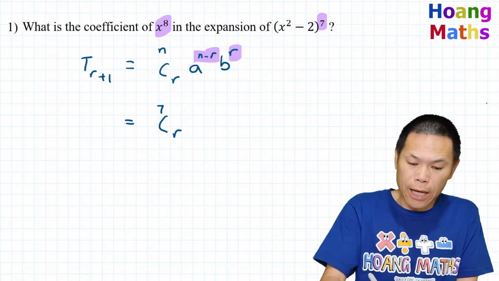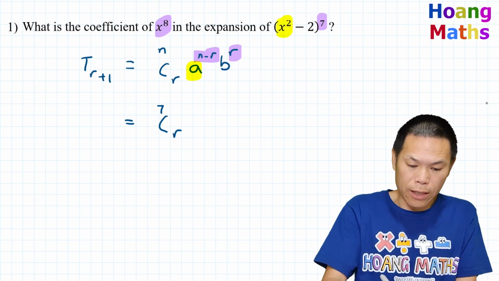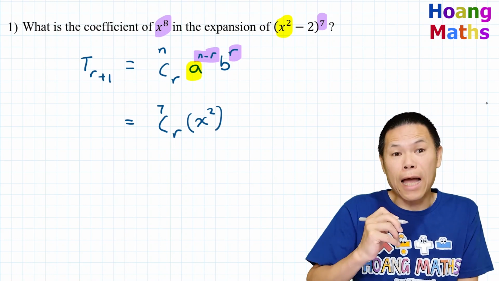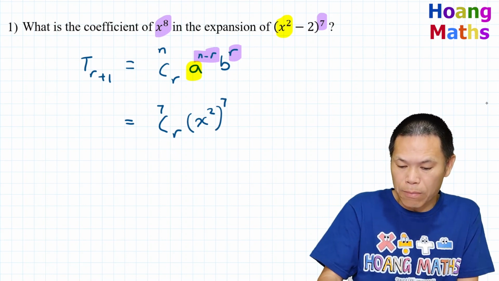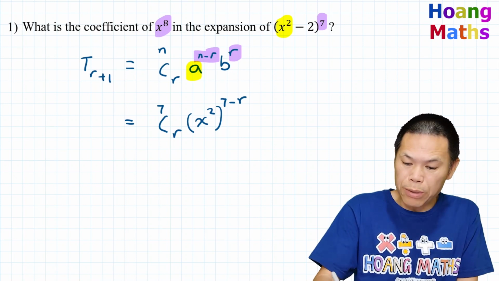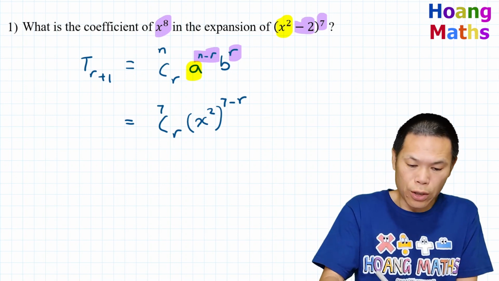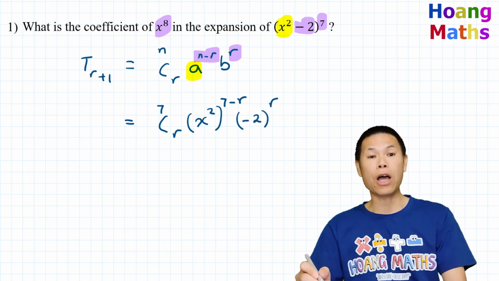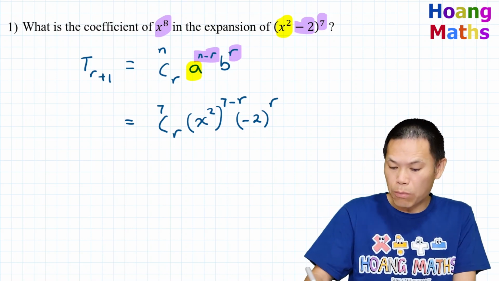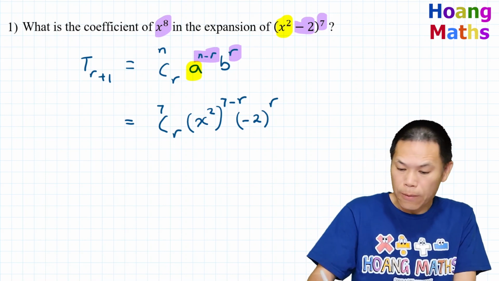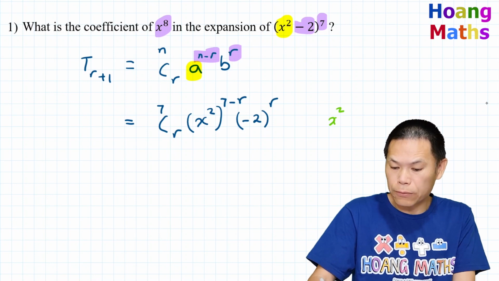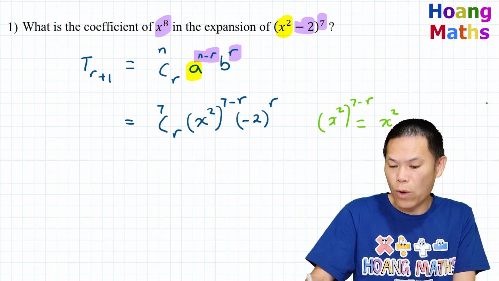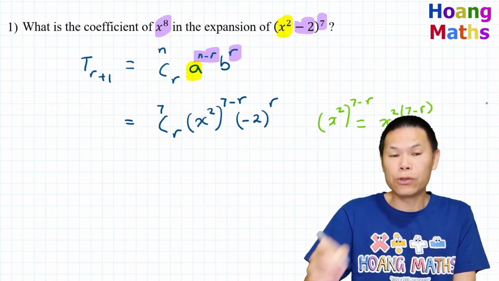So a, in this case, a is x squared. So that means x squared to the power of n minus r, and we know n is 7. So 7 minus r. And then we have b. b is negative 2. So therefore, negative 2 to the power of r. So there you go. So let me just simplify this a little bit more. And we know that x squared to the power of 7 minus r is exactly the same as x to the power of 2 times 7 minus r, using the index law.